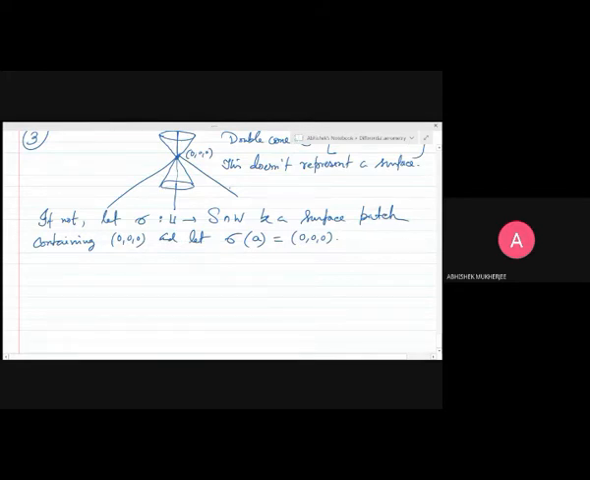So we may consider U to be an open ball centered at A.